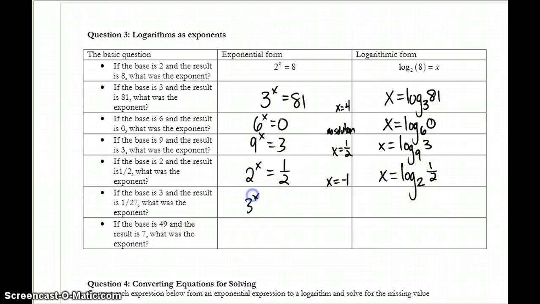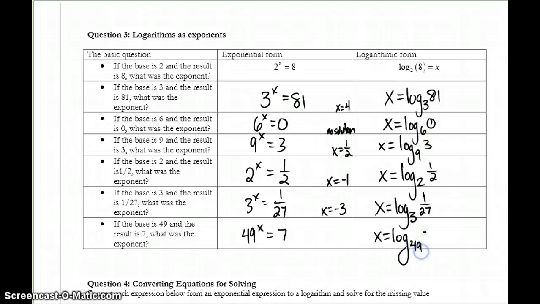If you have 3 to a power equals 1 over 27. Again, we're looking at a reciprocal, but this time I want to think about 3 and 27. 3 to what power is 27? Well, 3 to the 3rd is 27. To get the reciprocal, it has to be negative. And I know that as a log, the log will always be equal to the exponent, the base is the same, and the input will be the result of the exponential problem. Once more, if I take 49, I want to know what is the exponent to get 7. That means the exponent is equal to the logarithm, same base, of the result.